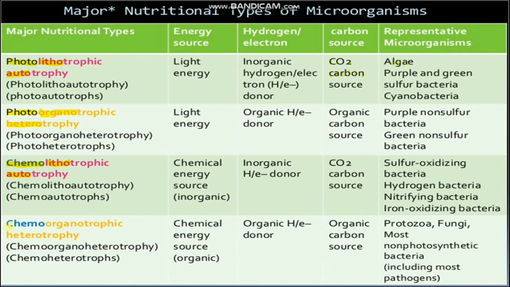The fourth important type is chemoorganoheterotrophy. These organisms use chemical energy as their energy source. The word organo says that these organisms use organic molecules as their electron source, and also these organisms use different types of organic molecules produced by different types of organisms as their carbon source.